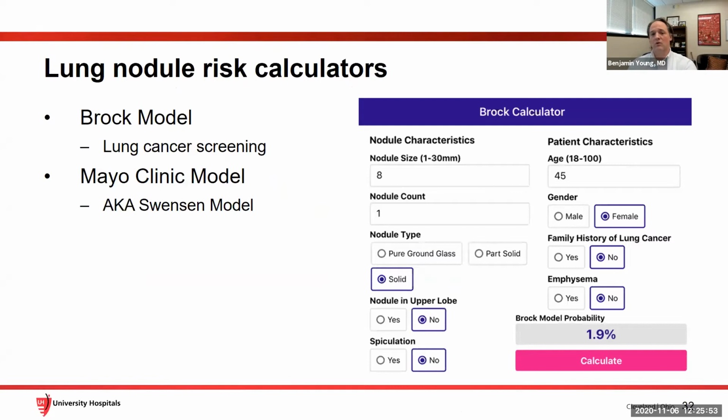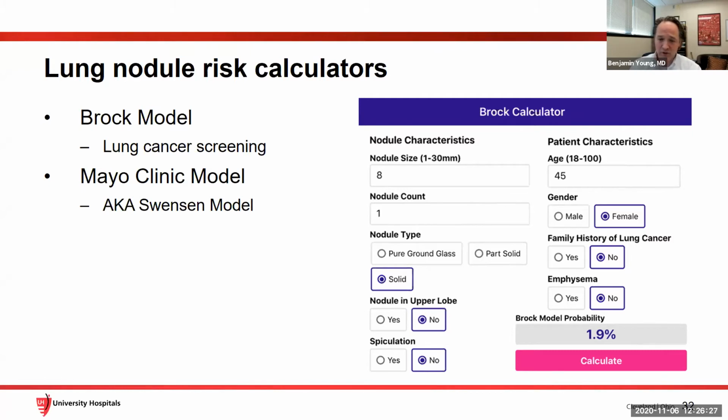So now, once we have the imaging, that tells us a lot about the nodule, but it doesn't tell us really about the patient. And so we need to take into account other factors that Dr. Teba had mentioned, such as smoking history, gender, family history of lung cancer, whether or not emphysema is present. And we use all of those characteristics of the patient to come up with a likelihood that the nodule we're seeing could be cancer.